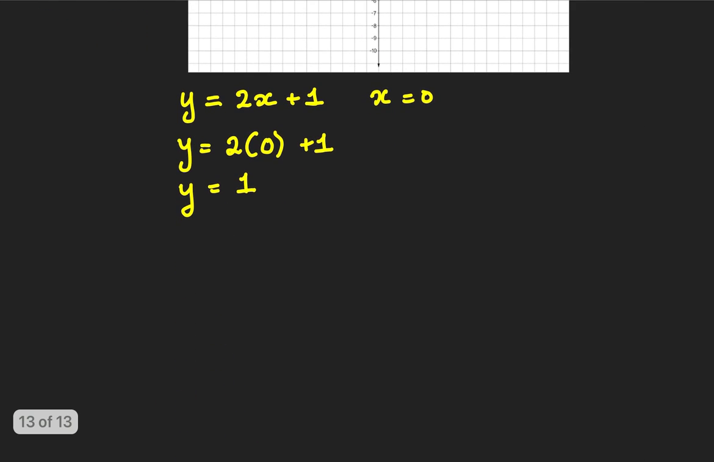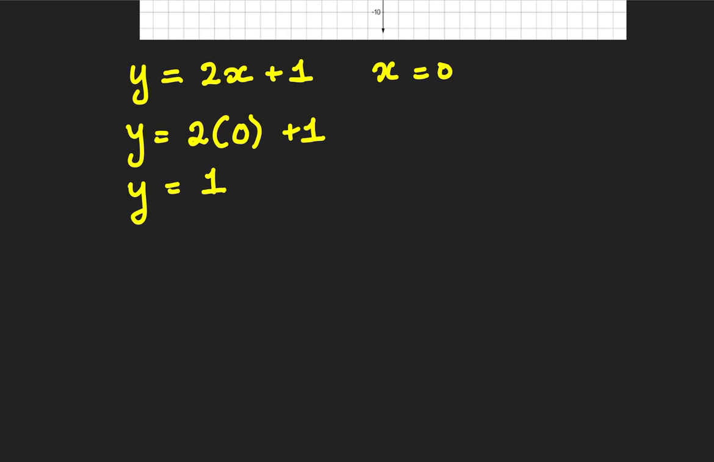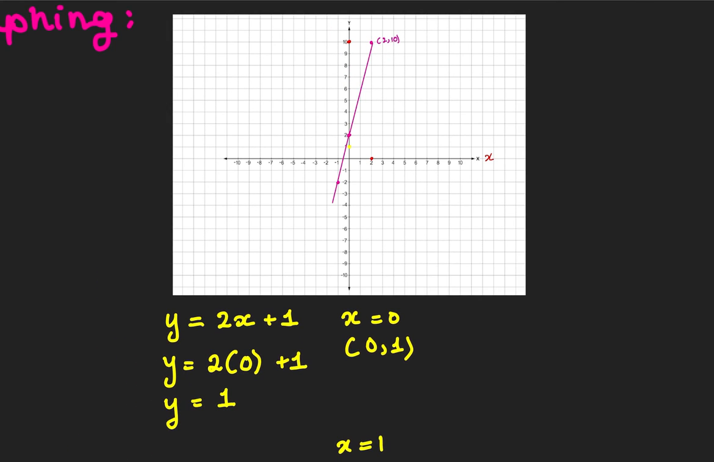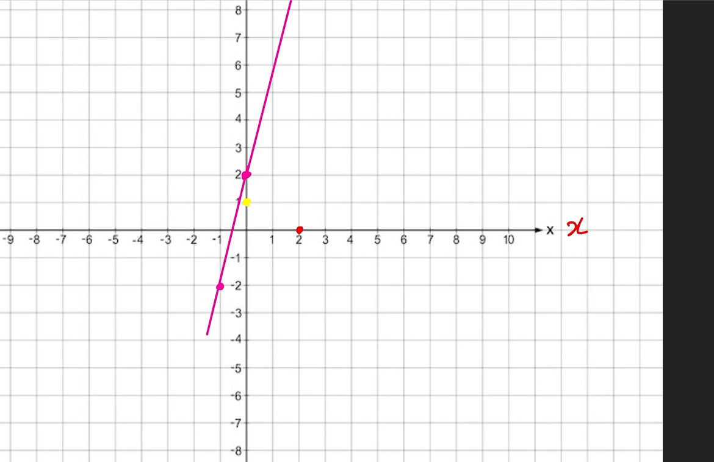Now let's see what happens when x is equal to 1. When x is 1, y is equal to 2 times 1 plus 1. So y is equal to 2 plus 1, which is 3. So it becomes 1, 3. Now let's graph this in. So 1, 3, right there.